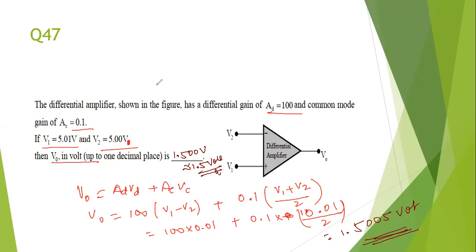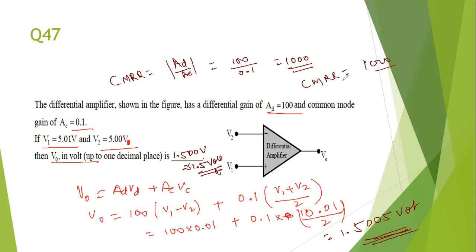Now I'm going to discuss the next question, that is question number 48. This is a simple question. V0 equal to ADVD plus ACBC. I have already discussed this. If the question asks what is the value of CMRR, then CMRR is AD by AC. So this is 100 upon 0.1, which is equal to 1000.